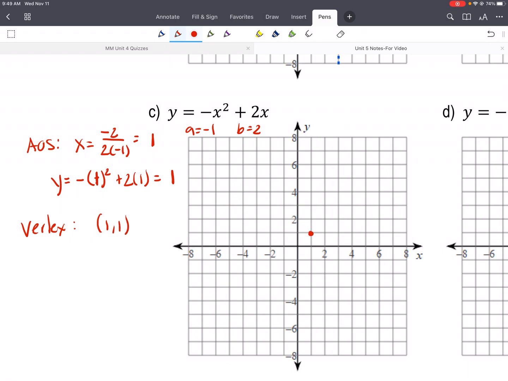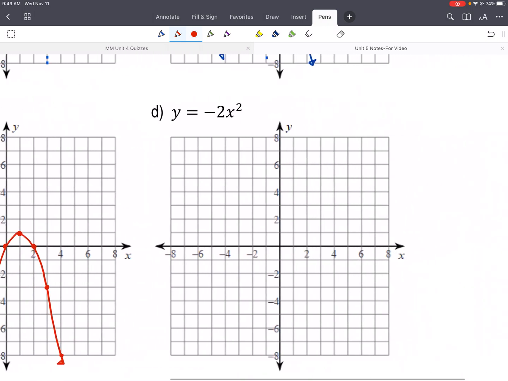And then we'll use our growth pattern. So a is negative 1, so we'll do 1a, 3a, 5a: negative 1, negative 3, negative 5. So we'd plot those points and connect the dots. Okay, and this one as well.